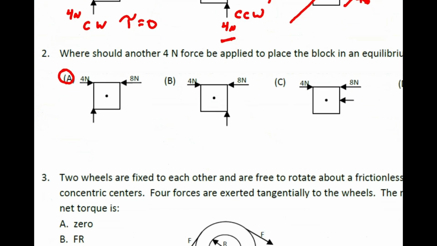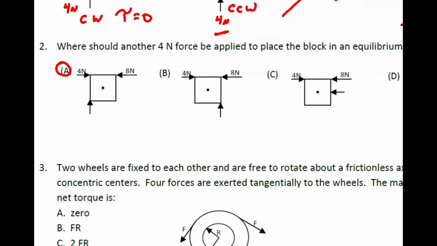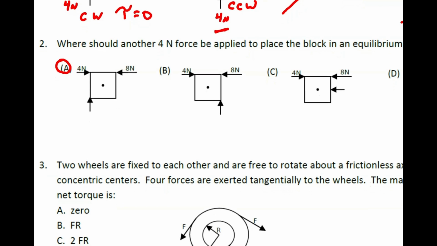So it's B. Where should another 4 Newton force be applied to create equilibrium? And I think we just figured that one out. That's this guy right here. Because if you place the 4 Newton here, it'll be a what? Let's take a look. It'll be a clockwise torque, and another 4 Newton clockwise torque will match the counterclockwise torque.